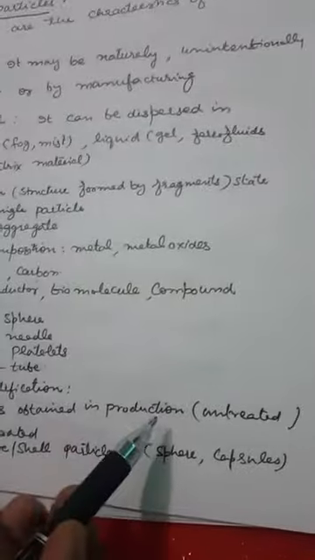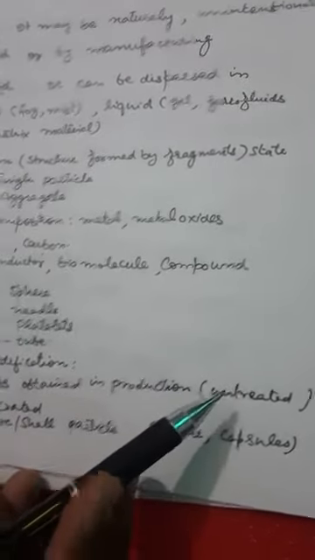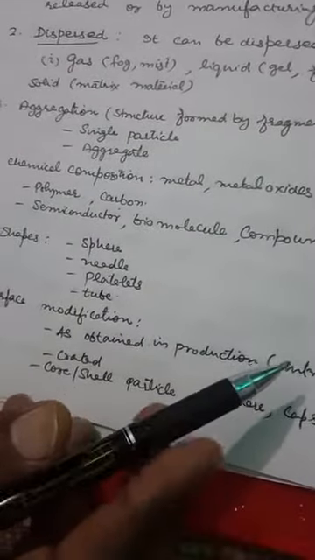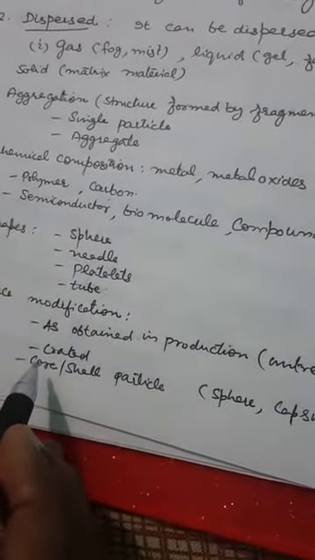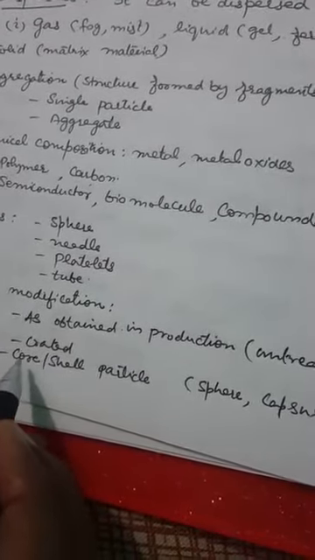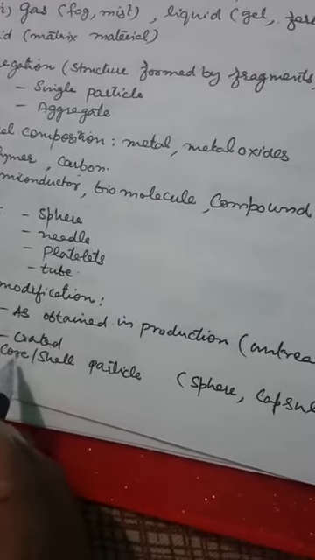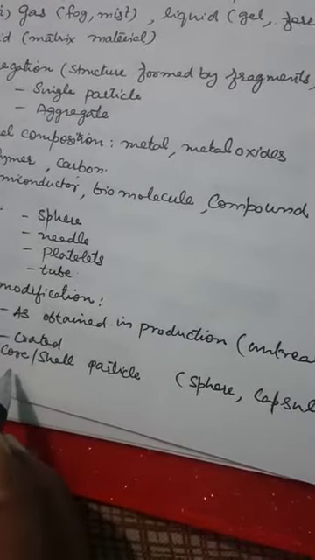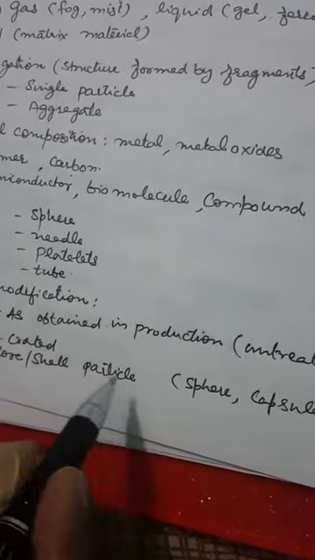The surface modifications. We can modify the surface, as obtained in production, meaning untreated at nanoparticle scale. Number two, we can coat it. Number three, core or shell particles, meaning a sphere, or we can form capsules.